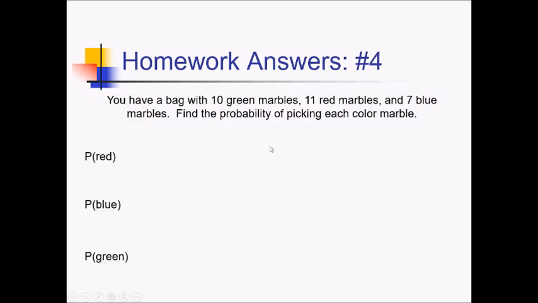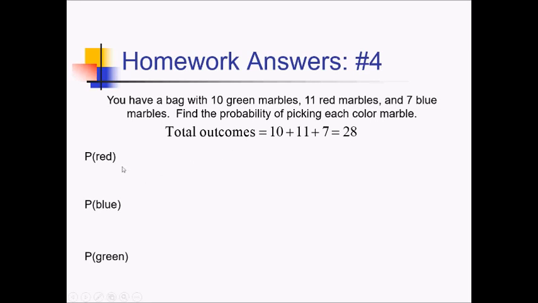On this problem, we've got a bag with 10 green, 11 red, and 7 blue marbles, and we want the probability of picking each of these colors here. So let's add up all of these just to figure out what our total possibilities are. And then that's going to be the denominator of each of our probability fractions. So we've got 10 plus 11 plus 7. That's, let's see here, 21 plus 7 is 28 total outcomes.